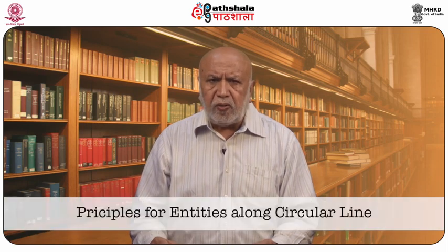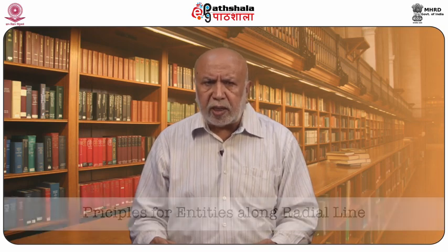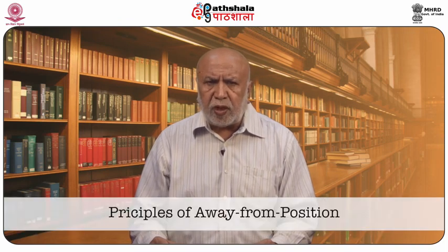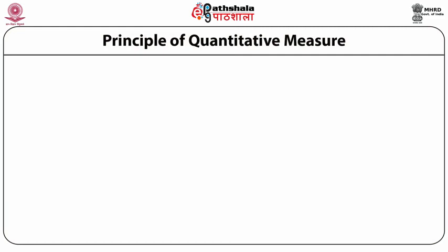Third is principle for entities along a circular line. Principle of clockwise direction or principle of counterclockwise direction. 4. Principle for entities along a radial line. Principle of periphery to center or principle of center to periphery. And fifth, principle of away from position. So Ranganathan gave many sub-principles, or autonomy, to the classifiers to choose any order depending upon in which sequence or in which place the different entities in the space exist. Principle of quantitative measure.